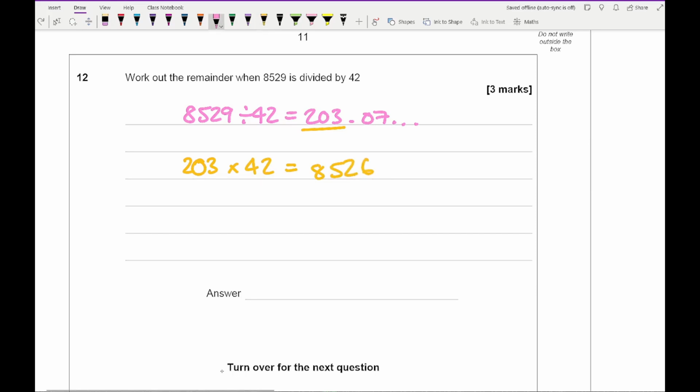So then to work out the remainder, all I then need to do is take away 8,526 from 8,529, and that gives me an answer of 3.